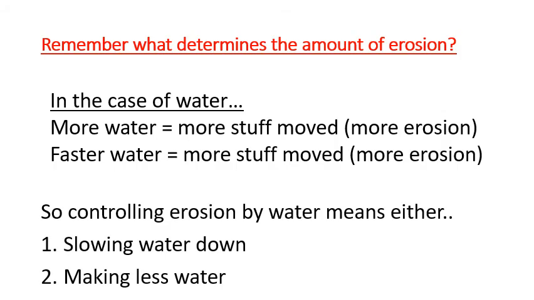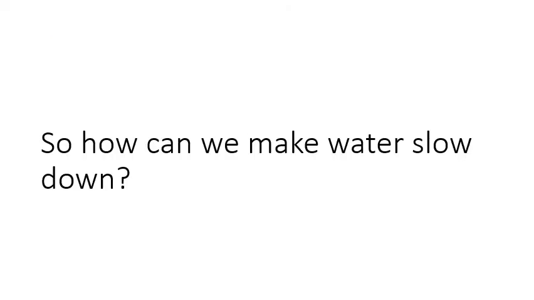So controlling the erosion caused by water means you've got to do one of two things. You either have to make the water go slower, or you've got to make it where there's less water moving across the ground. So how do we make water slow down?